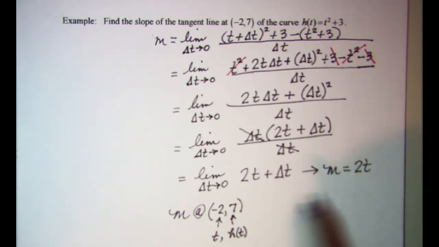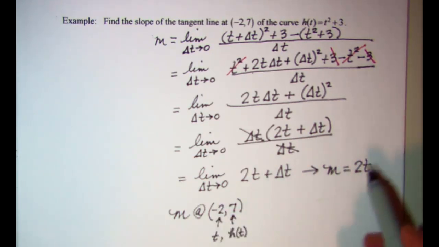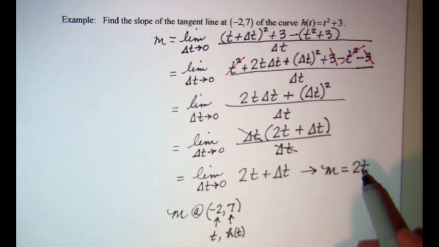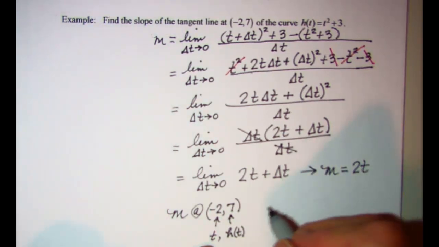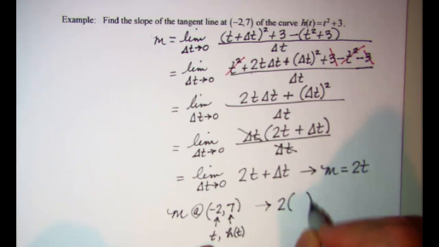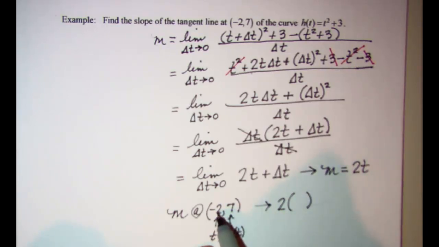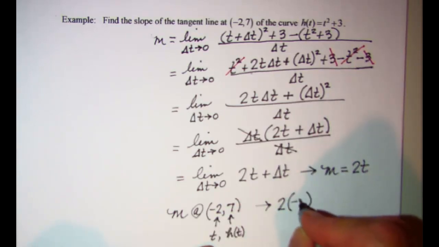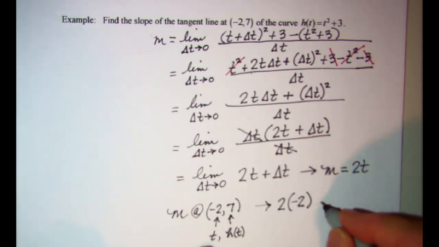So to find my slope at this point, all I need to worry about is what is the value of t. So the slope at -2, 7 is going to be 2 times, and then I'm just going to put this value of t into my equation. So -4.